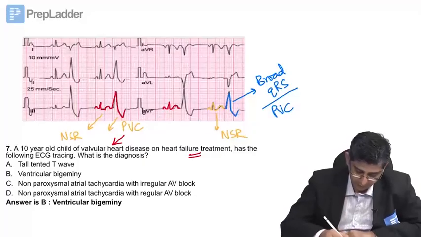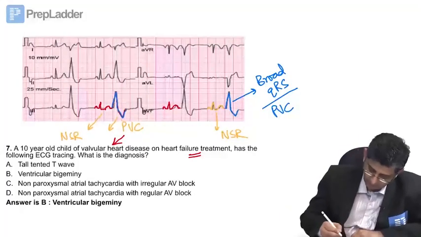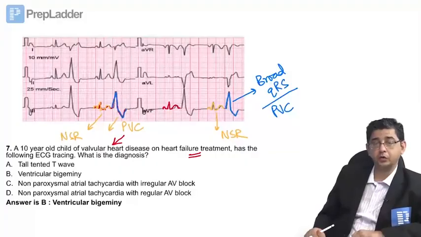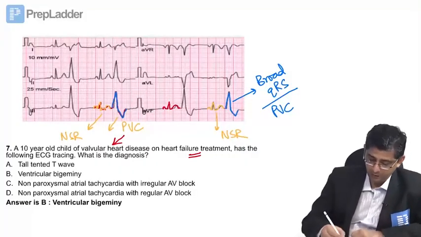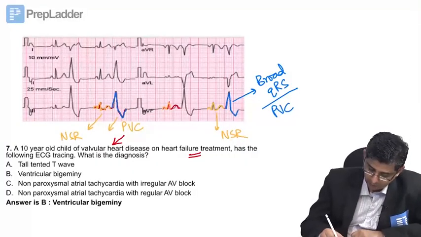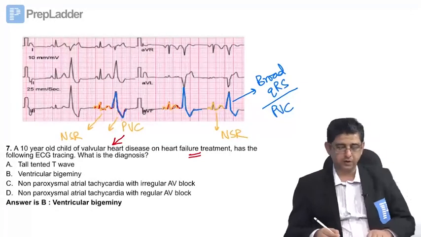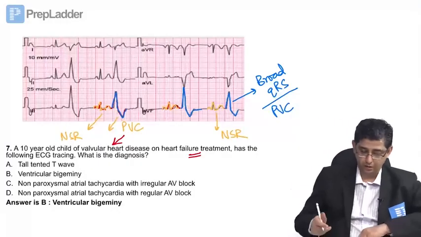Just for similarity, I'll use colors like this. This would be PVC. This would be normal sinus rhythm, PQRST. So what we are getting in the ECG of the patient is normal sinus rhythm and a premature ventricular contraction sequentially, alternately every time. So this would be called ventricular bigeminy.